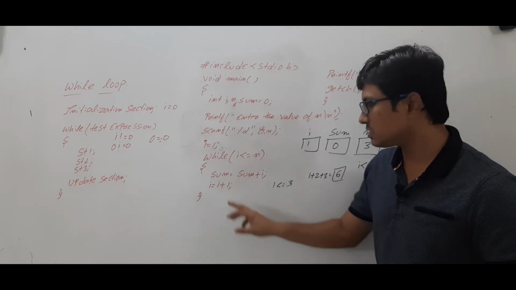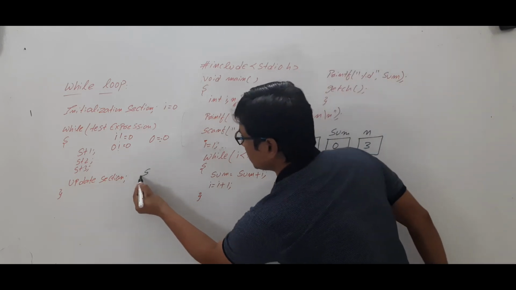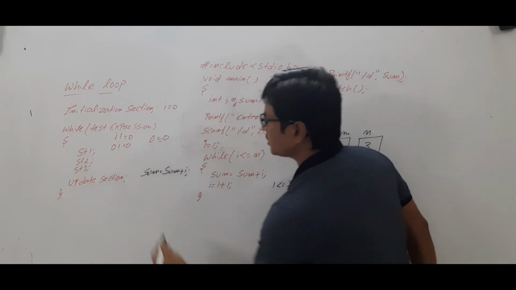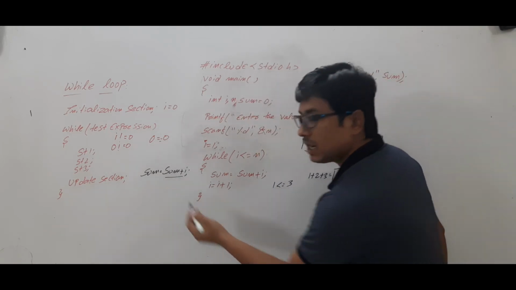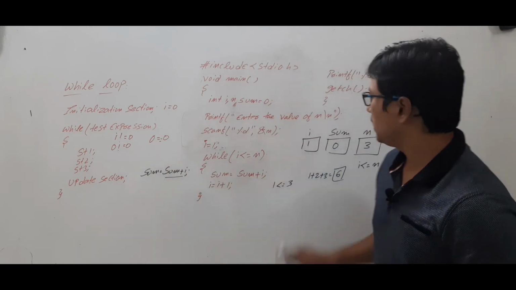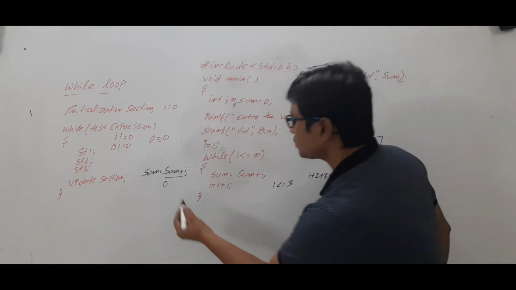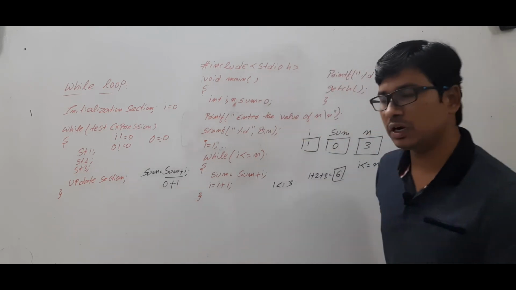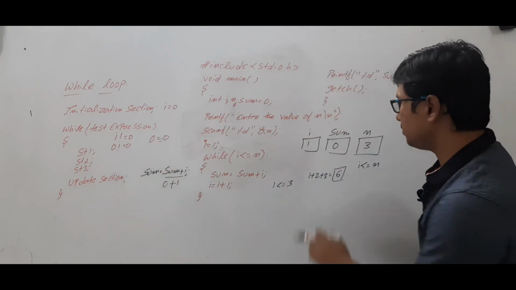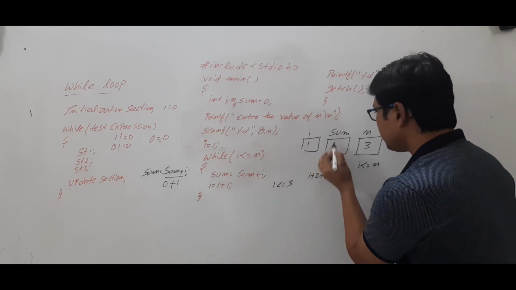What is the first statement there? Sum is equal to sum plus I. First you need to execute this one, and whatever result you get, you need to store it in the variable sum. Now what was the sum value previously? Sum value is 0. I value is 1. So 0 plus 1 is 1. So that 1 will be stored in the variable sum. Previously sum consisted of value 0, now it consists of 1.